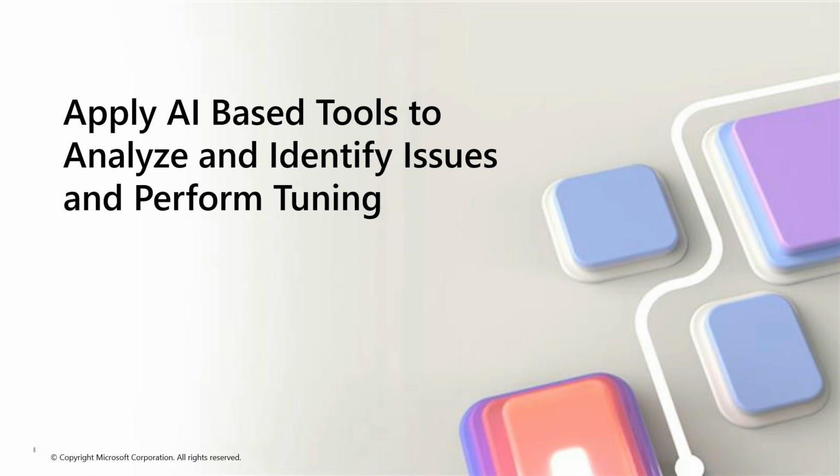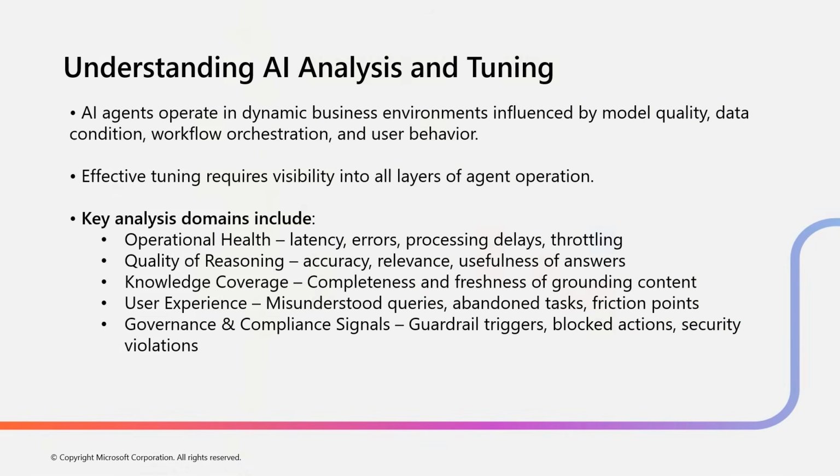In this next section, we will focus on applying AI-based tools to analyze and identify issues and perform tuning. This is where we move from understanding the problem to fixing it. AI agents operate in dynamic business environments, and their performance is influenced by multiple factors: model quality, data condition, workflow orchestration, and user behavior. Effective tuning requires visibility into all layers of agent operation.